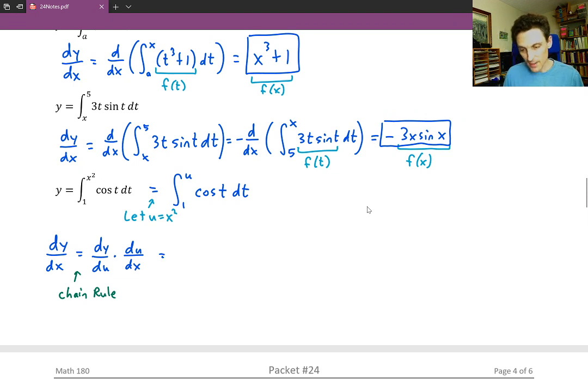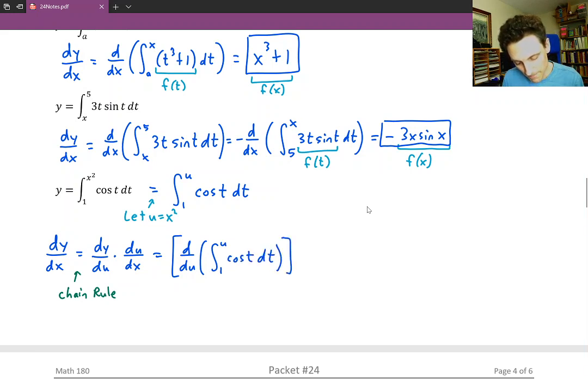Okay, so the derivative of y with respect to u will look something like this. It's d du of, oops, let me put this in parentheses, d du of the integral from 1 to u of cosine t dt. Now du dx, well, that one's pretty straightforward because here's u equals x squared. Du dx will be 2x.